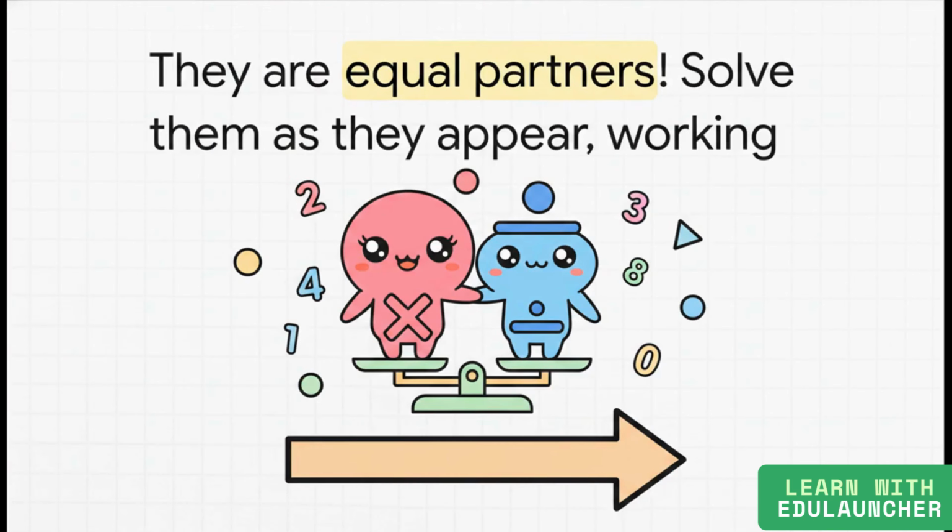Here's the absolute truth. Multiplication and division are partners. They're on the same team with the same level of importance. The M does not mean multiplication always gets to go before the D for division. You just solve whichever one comes first as you read the problem from left to right.